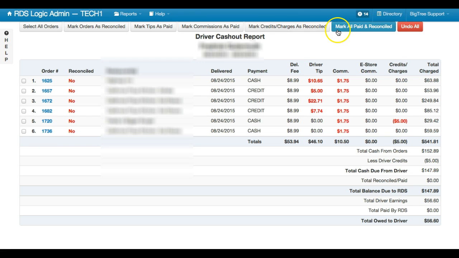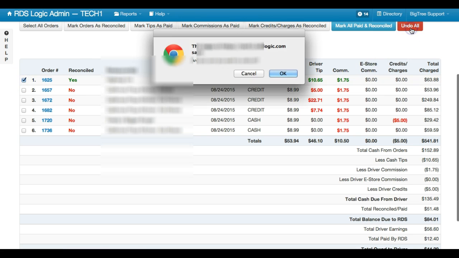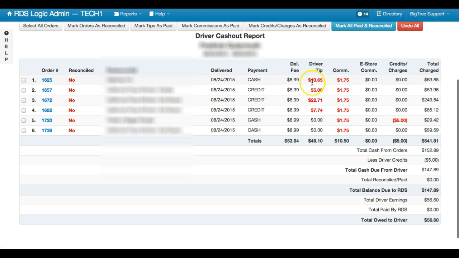Then these other two options are where whatever lines you check off, it would mark them all paid and reconciled, or undo all. And just to be clear on that, if you click line 1 and mark all paid and reconciled, you'll see it's going to take care of marking all this line paid and reconciled. And if you undo all, it's going to undo what I just did.